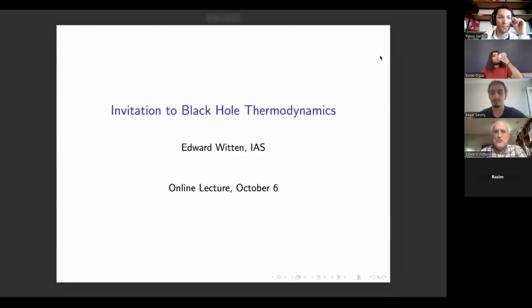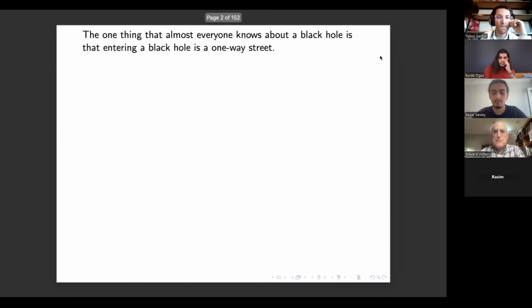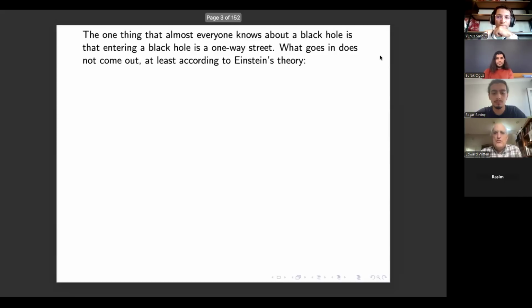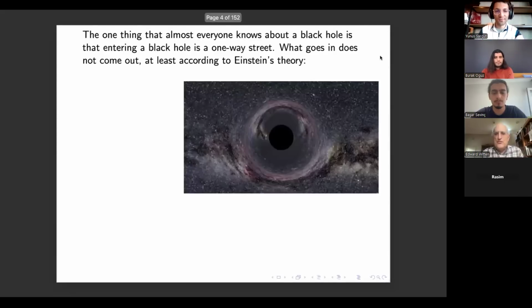And I'm going to try today to give a basic introduction to black hole thermodynamics, which is one of the areas where there's been exciting progress in the last 10 years or so. There's one thing almost everyone knows about a black hole, even people who aren't physicists. Entering a black hole is a one-way street. What goes in doesn't come out, at least according to Einstein's theory.